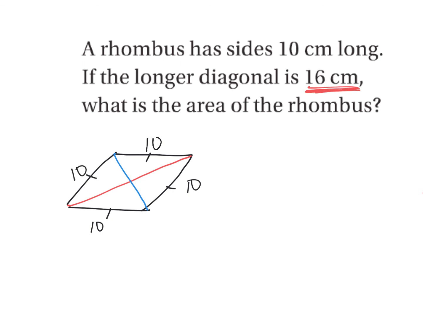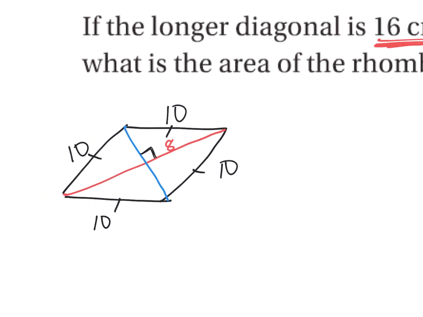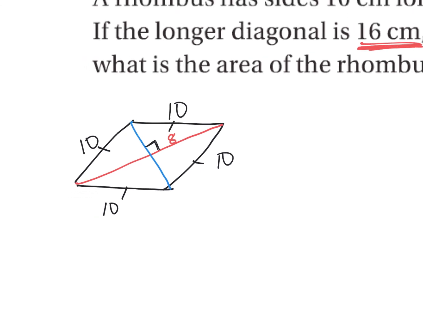Okay, so if that whole red diagonal is 16, then half of it would be 8, because it's cut into 2 equal pieces. Another thing you might remember about rhombuses is their diagonals are perpendicular, so they make right angles. Looky there, we have a right triangle. We're looking for what this is, because we know that's half of that other diagonal, which is what we need. So we'll find that and then double it, and we'll have both of our diagonals ready to do the formula.